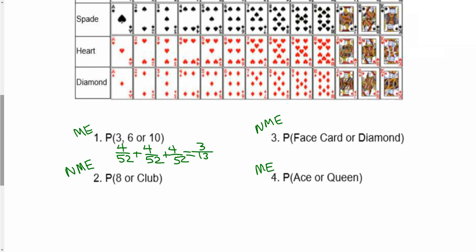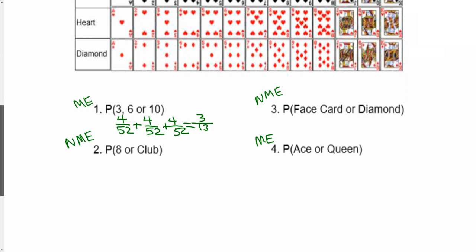Okay, the next one. Probability of an 8. 4 out of 52.